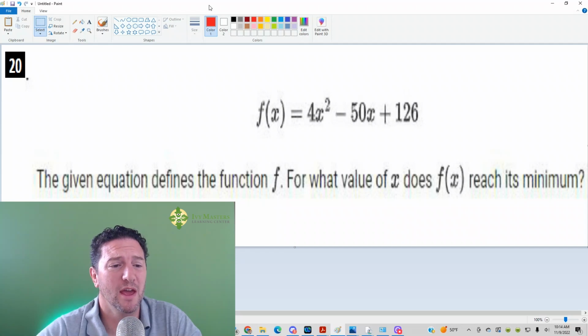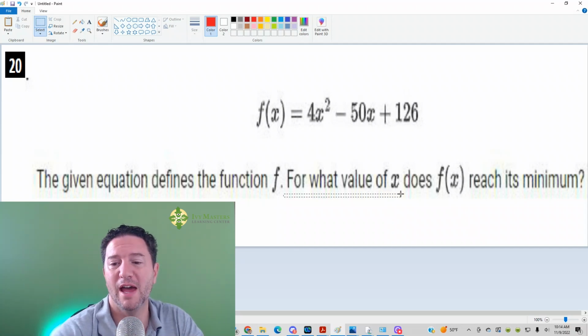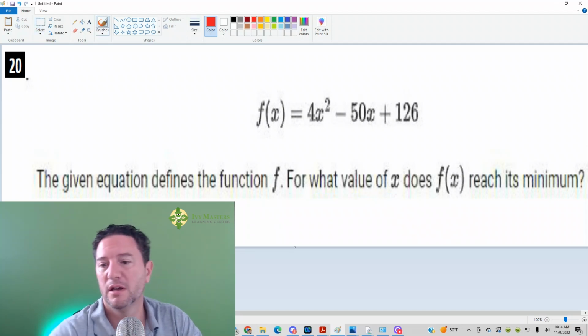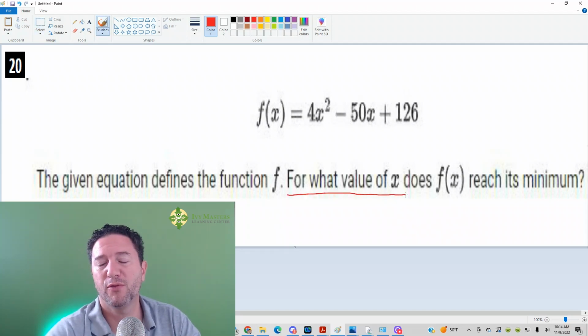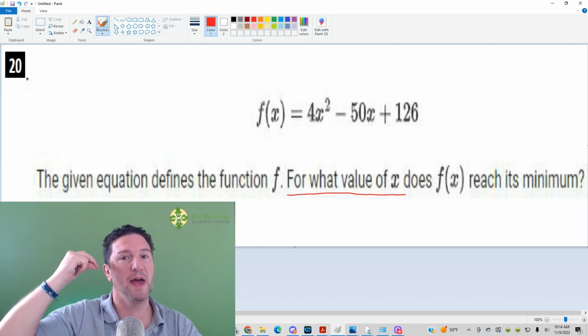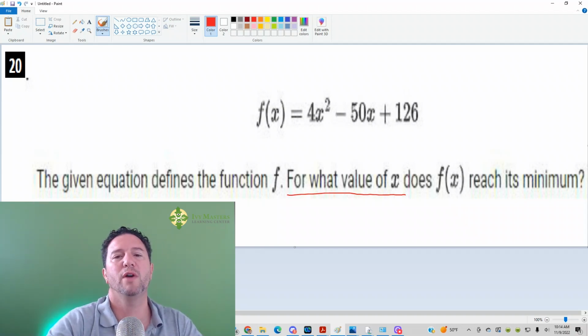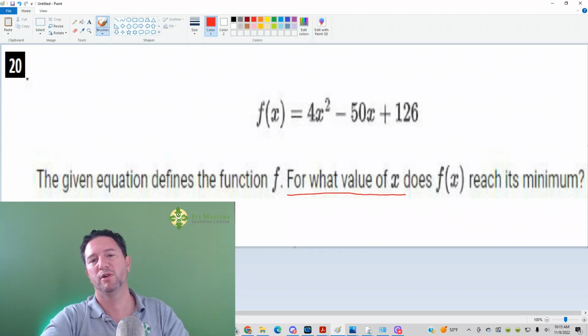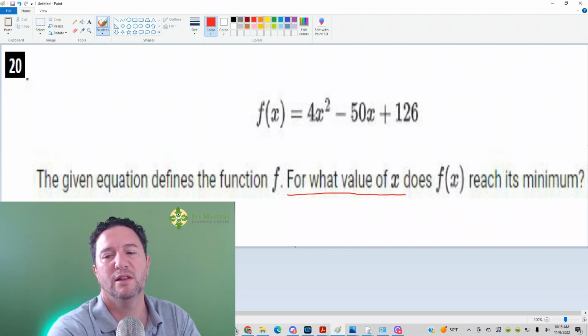Today we're going to look at the 20th question from Digital SAT Test 1 Math, and it reads, the given equation defines f. For what value of x does f of x reach its minimum? Notice it says for what value of x. This is what happens to your brain. You're like, hey, I'm looking for the lowest point, and you automatically find the y. But it says for what value of x. You've got to keep that in mind. That's the difference between right and wrong answer. I'm sure that's why everyone's going to get this question wrong.